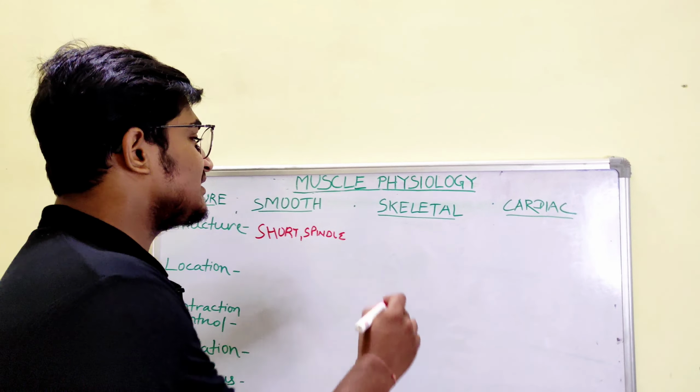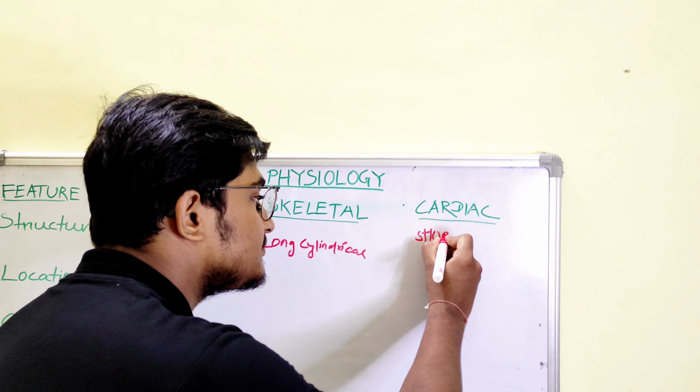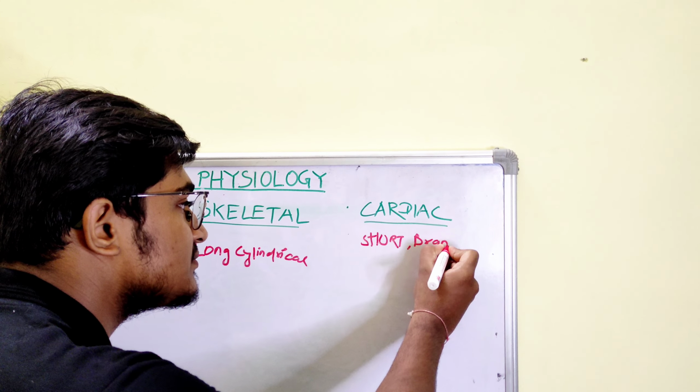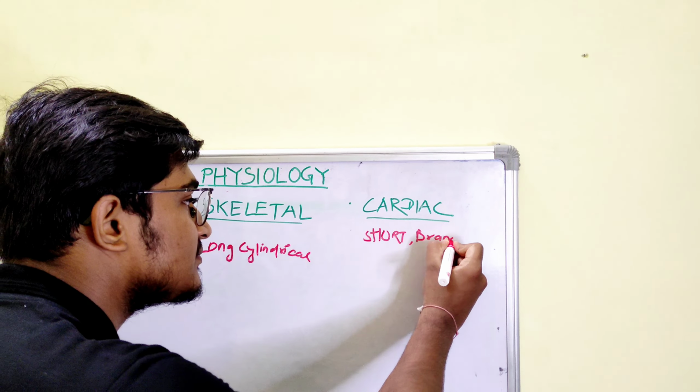The third one is the cardiac muscle. Cardiac muscle is short, branching, and there is the presence of intercalated disc.